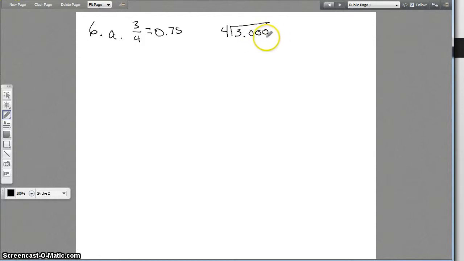Do 3 decimal places when you're doing your division so that you can round it to 2 decimal places. Copy your decimal above. 4 goes into 30 7 times. 4 times 7 is 28. Subtract that from 30 and we get 2. Carry down our 0. 4 goes into 20 5 times. 5 times 4 is 20. There's no remainder, so it is just 0.75 and we don't have to do any rounding.